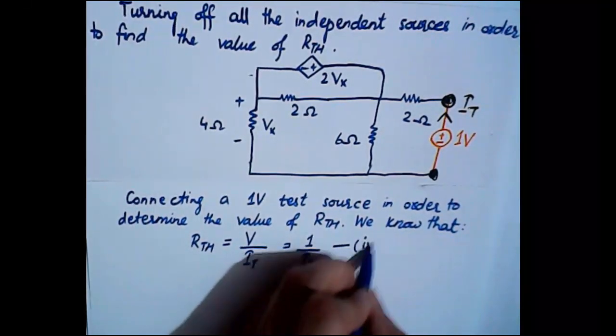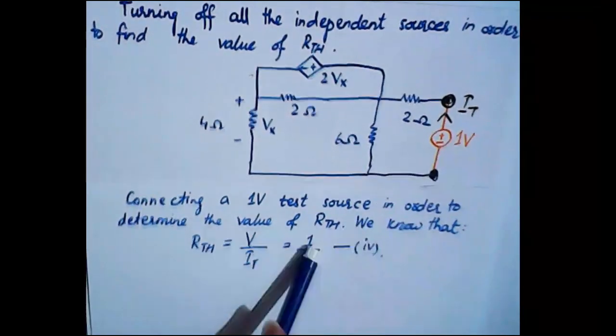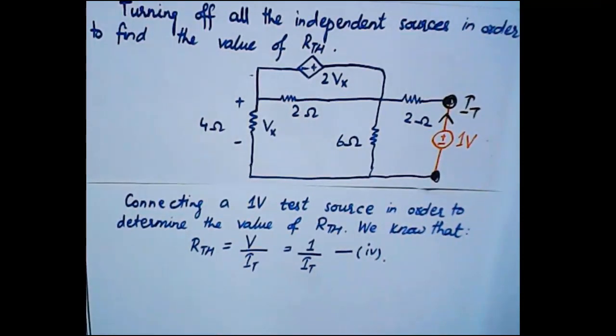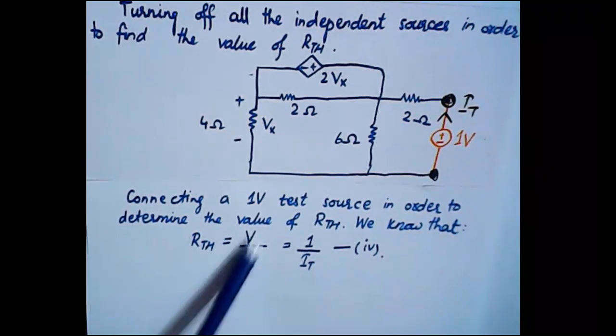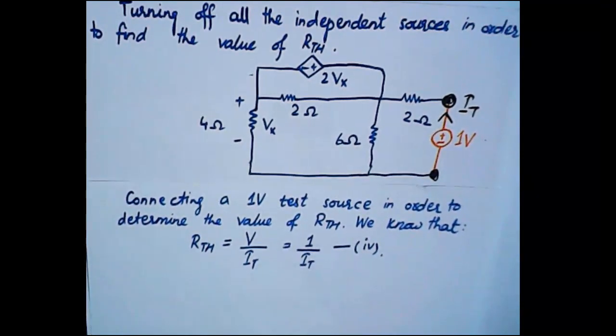Let's name this equation 4. This is the reason why we have taken this source to be 1 volt, so that the solution is simplified. We can also take it 2 volts, but then the fraction will become a bit more complex. We can also take it as 110 volts, no issue, because the resistance will accordingly change. This ratio will remain the same. Even if you take 110 volts, the current will increase by 110 times. So just to make our calculation simple, we use 1 volt as the magnitude.